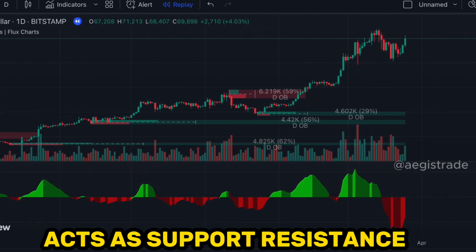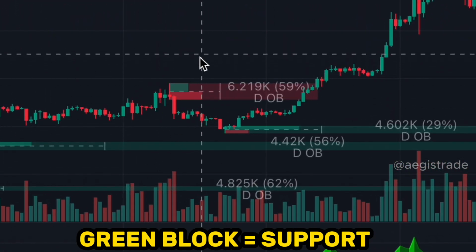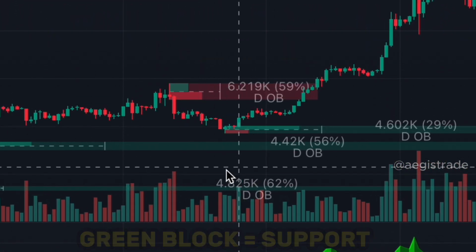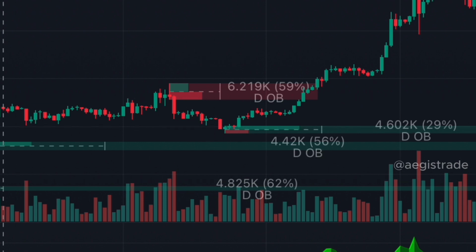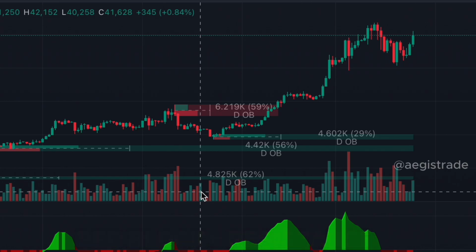When the price approaches a green block, it's likely to find support as traders who missed the previous buying opportunity may step in. Conversely, when the price reaches a red block, it may face resistance as sellers who missed the initial drop might enter the market.